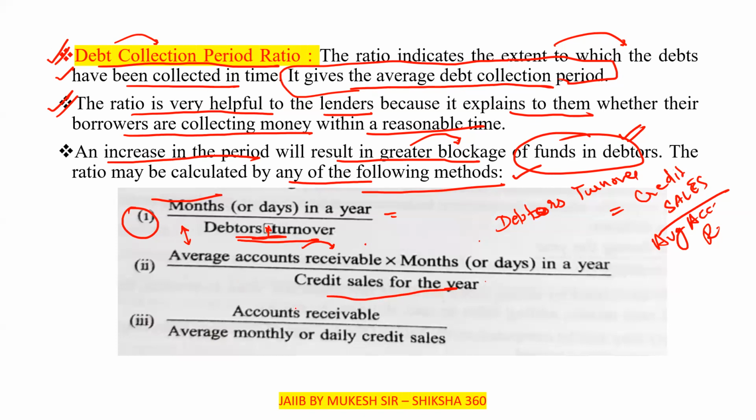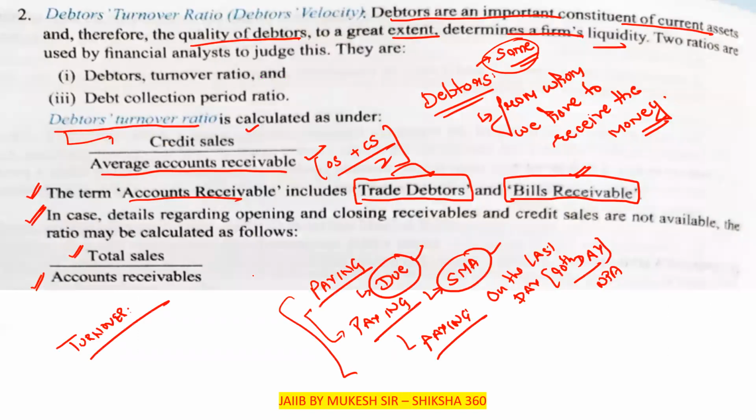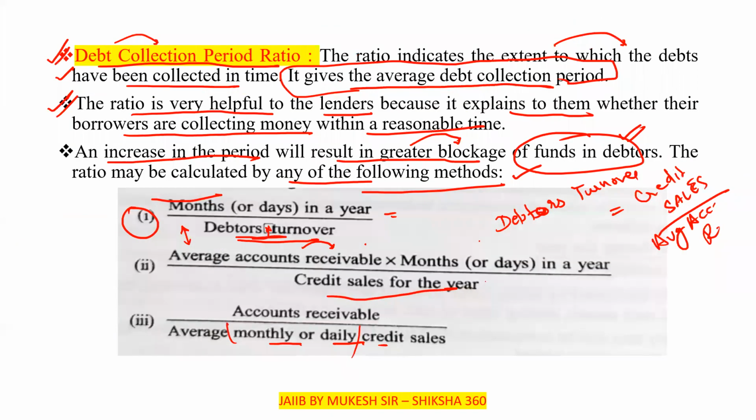Third one: accounts receivable upon average monthly or daily credit sales. They have just changed the formula, or we can say they are rotating the formulas in one way and the other, and you are able to get the answer.